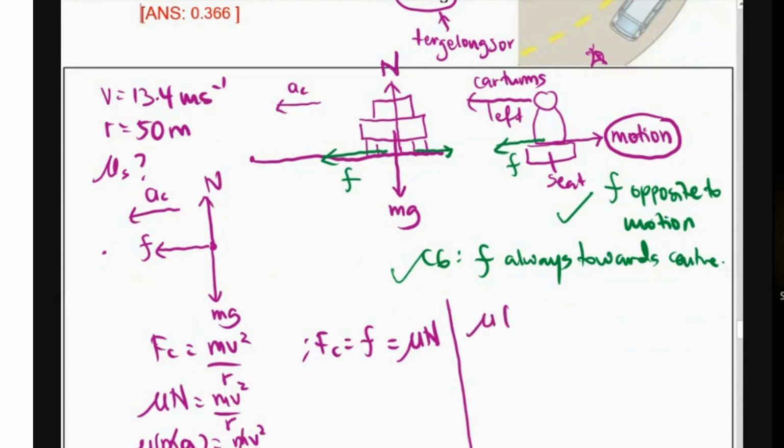Mu times g, which is 9.81, equal to v squared divided by r, 13.4 squared divided by 50. So we can calculate the mu, which is 0.366. Remember, the coefficient has no SI unit, so just leave it as it is without unit.